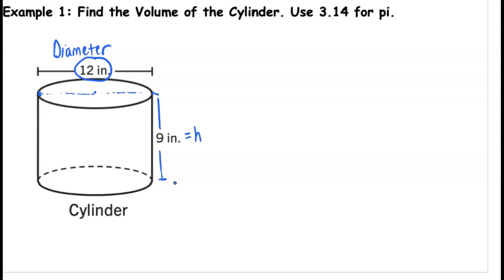So this right here is the height of the cylinder. All right, so let's start off by, now that we analyzed our picture, writing down our formula. So volume is equal to capital B times H. Now remember that capital B is the area of the base and H is the height of the cylinder. Now I do know the height of the cylinder, but I don't know the area of the base just yet. I need to go ahead and find those two values.